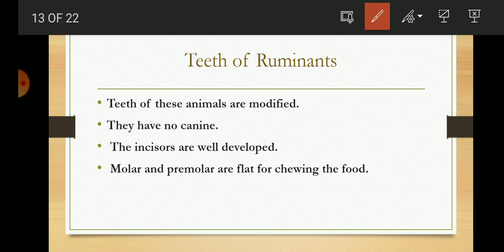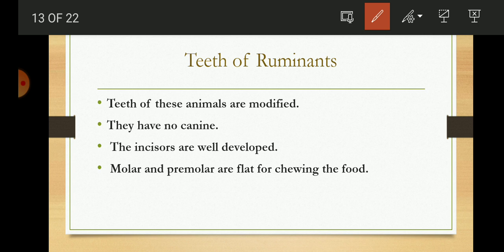The teeth of the ruminant, students, are important for us because the teeth of these animals are modified. That means they do not have canines. As we have discussed, human teeth are of four types: incisor, canine, premolar and molar. But in the case of cow or ruminants, they do not have the second type of teeth, that is the canines.